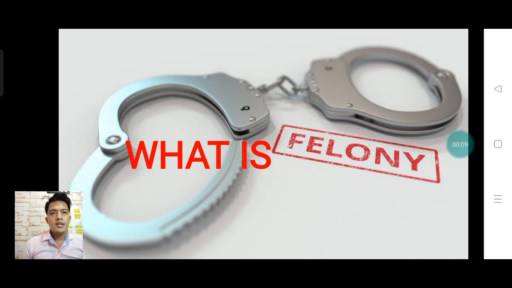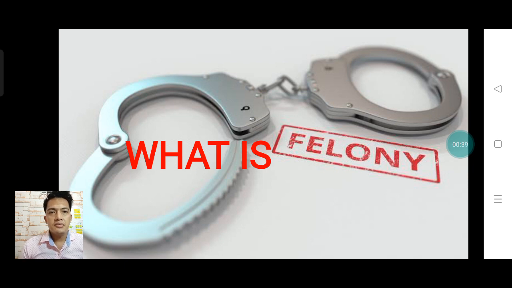For tonight's topic, we will discuss the definition of felony. But before that, we will first distinguish what is felony, what is offense, what is crime, and what is misdemeanor. Now, when we talk of crime, it is a generic term used for offense, felony, and misdemeanor. A crime is an act or omission punishable by law.